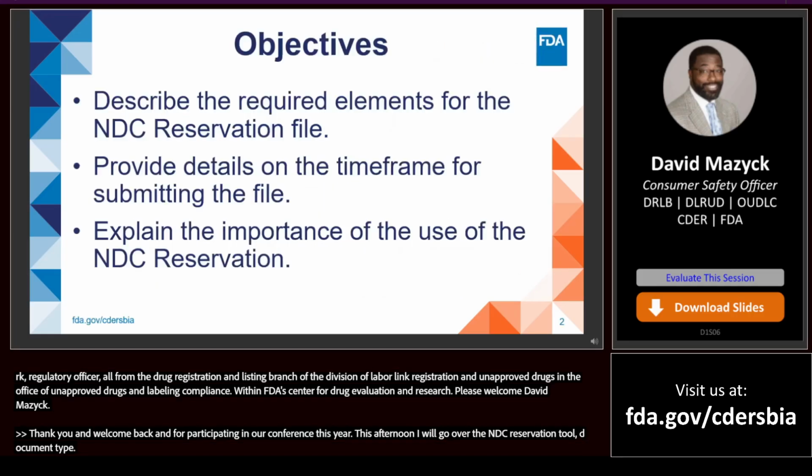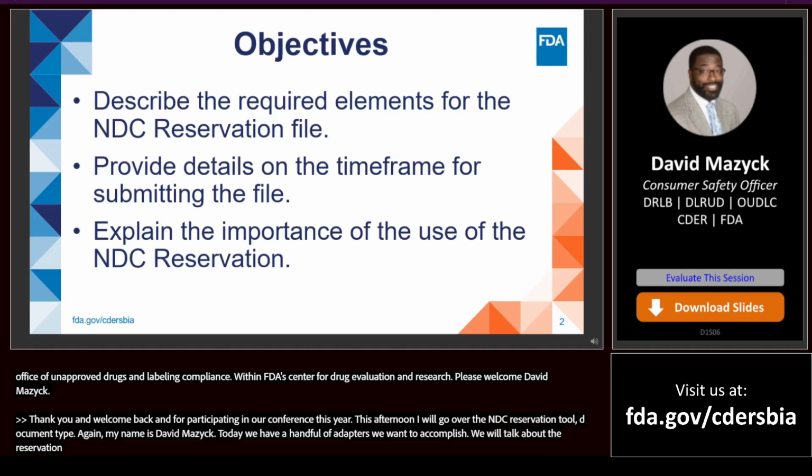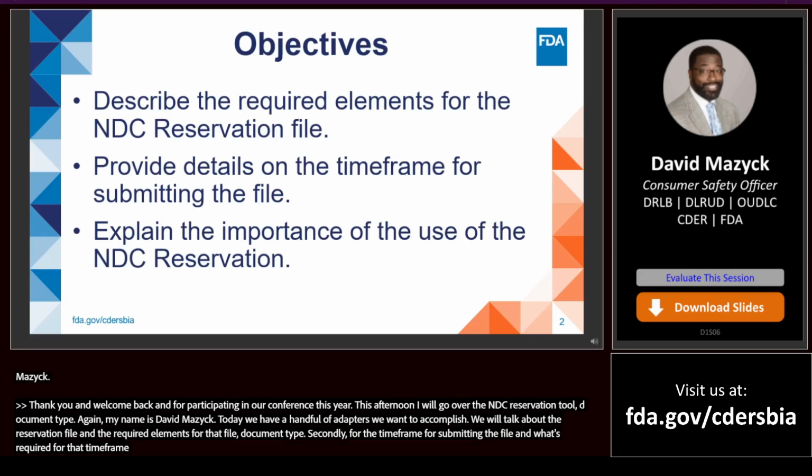So today we have a handful of objectives that we want to accomplish. First and foremost, we're going to talk briefly about the reservation file and the required elements for that file, for that document type. And secondly, the time frame for submitting the file and what's required for that time frame. And then finally, the importance of use of that reservation file and how it helps our agency as well as the stakeholder.